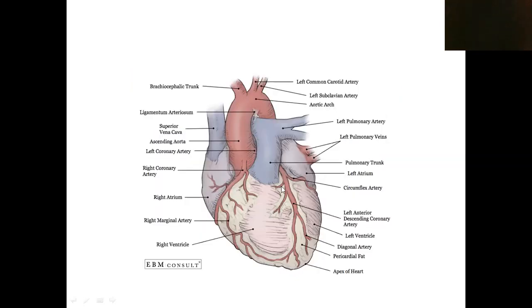So, what are the areas of supply? See, it supplies the left atrium, no doubt. It supplies the left ventricle, no doubt. Then it also supplies the right ventricle. So, left atrium, left ventricle, and a small part of the right ventricle. In addition to that, it supplies the interventricular septum.